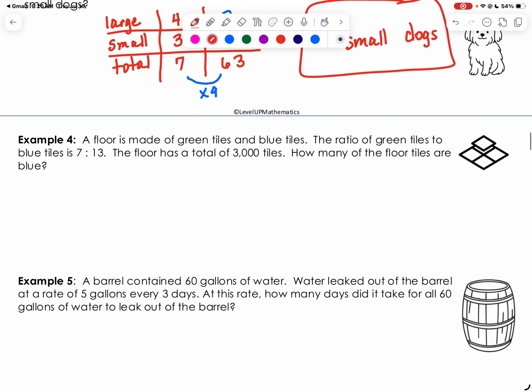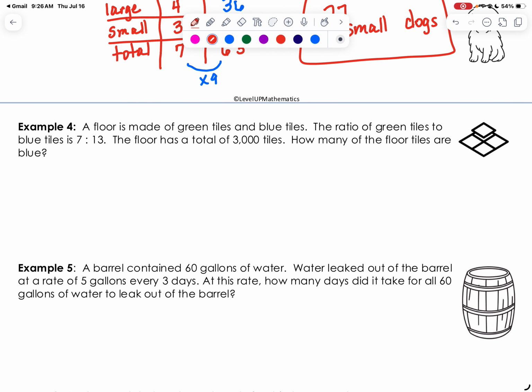All right, example 4. A floor is made of green tiles and blue tiles. The ratio of green tiles to blue tiles is 7 to 13. The floor has a total of 3,000 tiles. How many of the floor tiles are blue? So here's another example where we're dealing with the total number of things. So I'm going to make another table here.